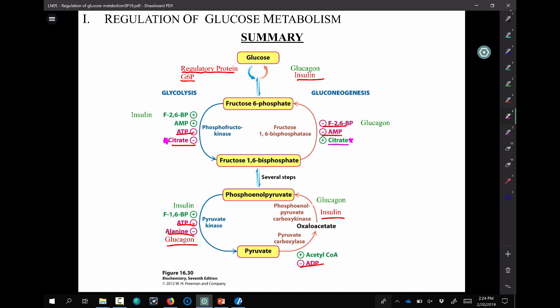Now, as we look at other aspects of this pathway, again, just to summarize some of this, citrate, as well as in particular ATP and AMP, these are typically thought of as allosteric activators or inhibitors of these enzymes that they're next to. Okay. You'll see here, and we're going to spend quite a bit of time on this, I'll box them all in. Glucagon and insulin are listed in a number of different places.